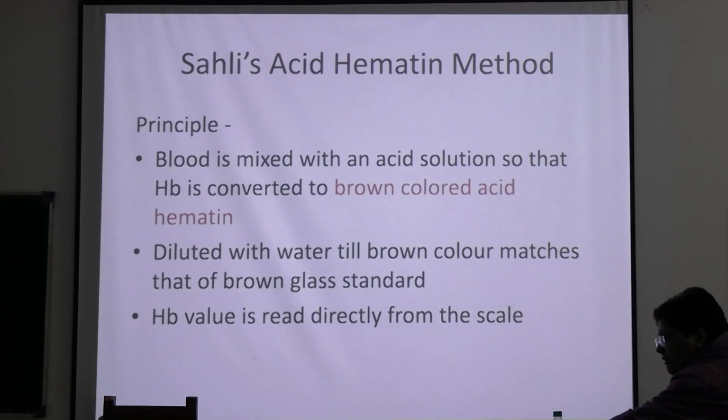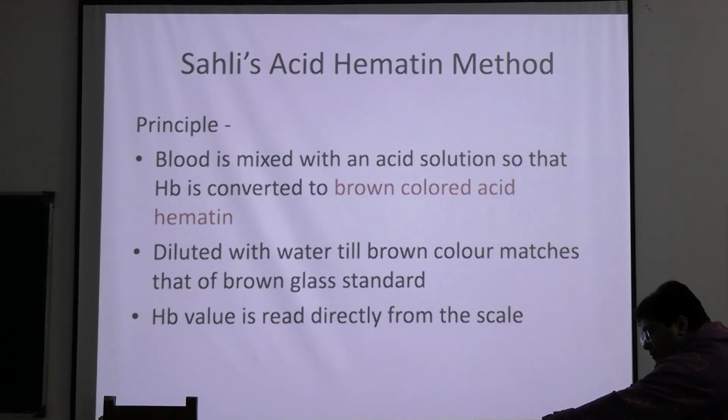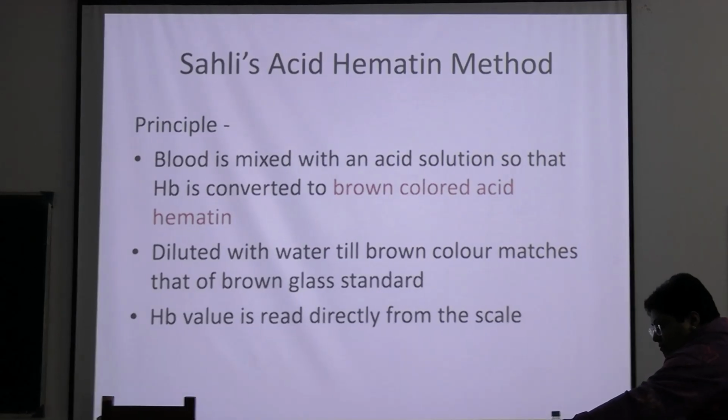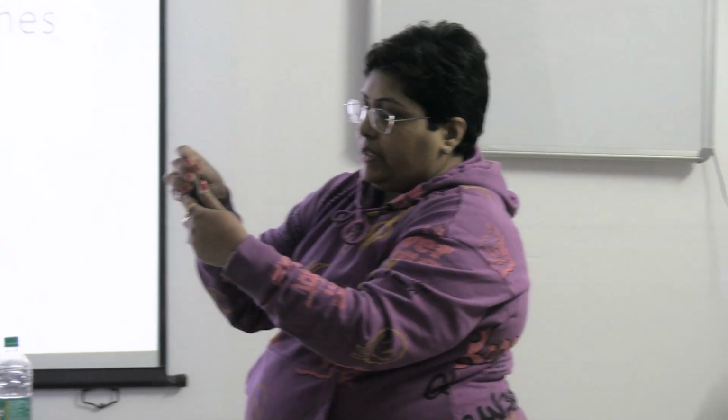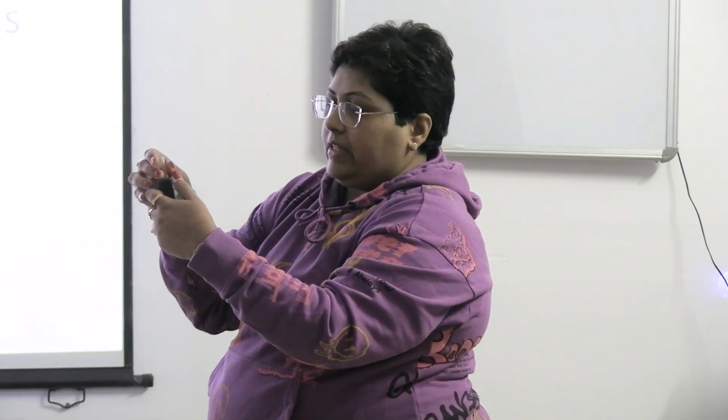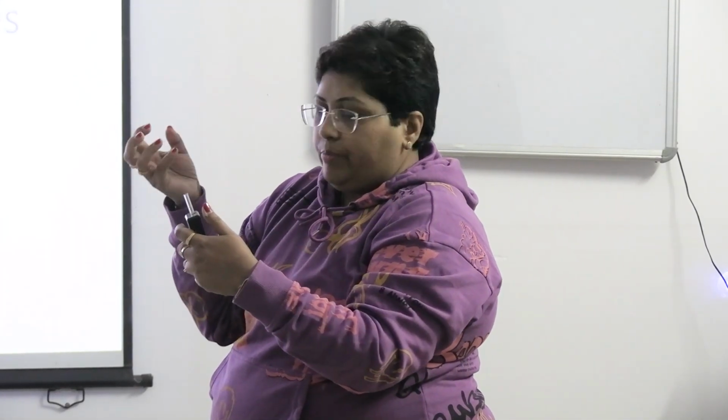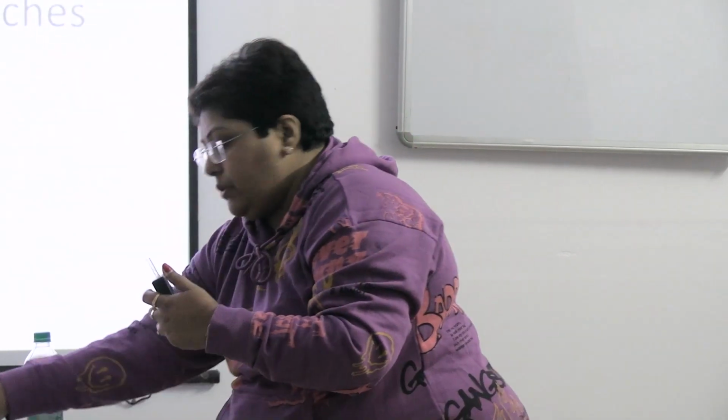So here you have seen, after the acid hematin is formed, you mix blood with this acid and then you add water by dropper. You add water drop by drop until you match these colors. In the next class you will do it by yourself.